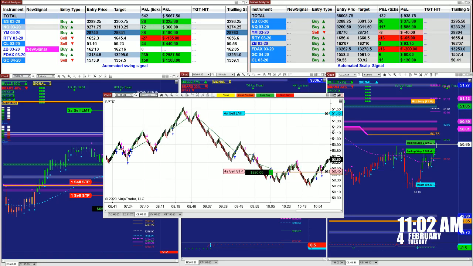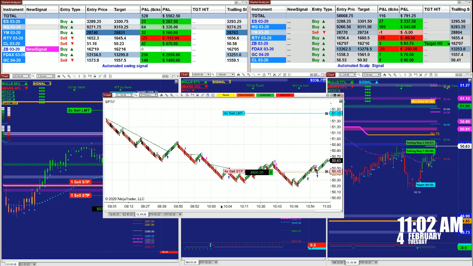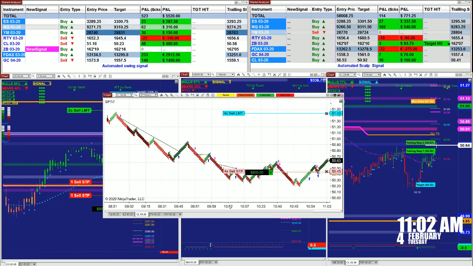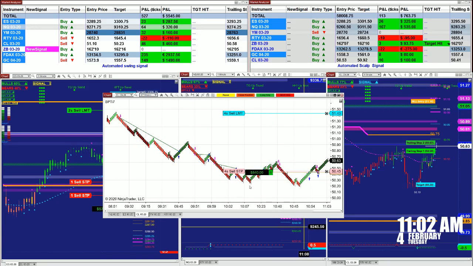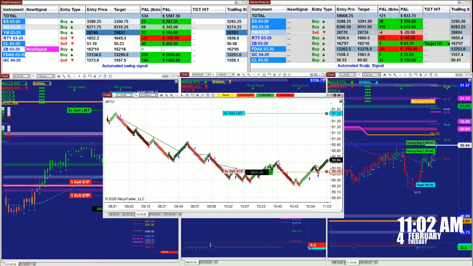We closed on the signal, and of course the CL on the Renko bar is taking long. All right. There is a new signal on the 30-year Treasury bond, buy, which is going to force the ES going short.